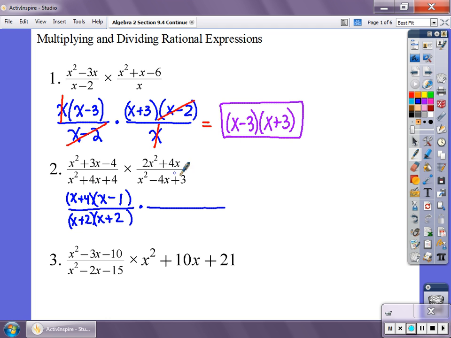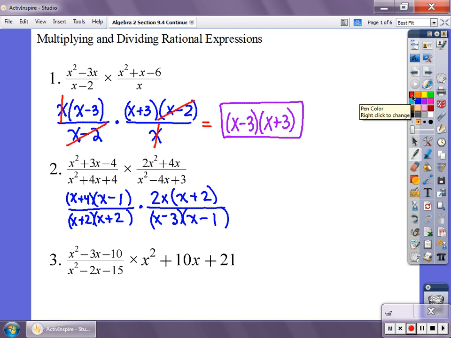Times. Here I'm looking for a greatest common factor. The greatest common factor is 2x. In parentheses will be x plus 2 after I, again, undistribute my 2x. For the x squared minus 4x plus 3, we're going to have x minus 3 and x minus 1. Because negative 3 times negative 1 is positive 3. Negative 3 plus negative 1 is negative 4.